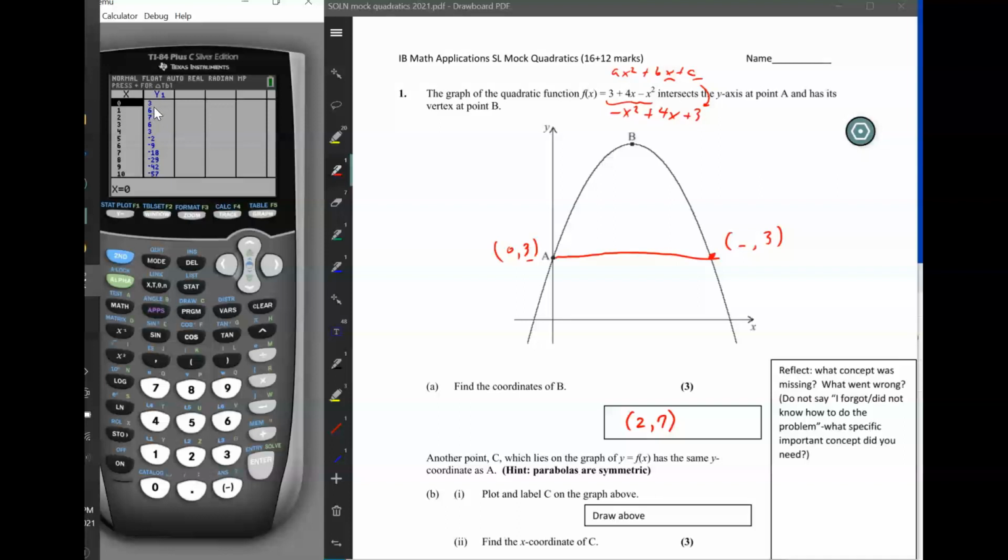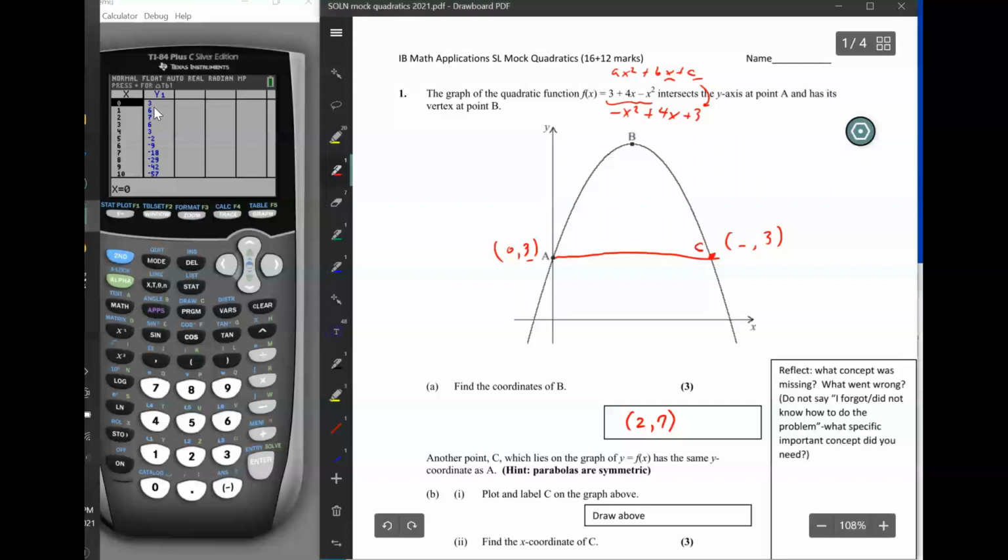Okay, last thing it asks, we've already labeled C. C is right here. Okay, find the x-coordinate of C. The x-coordinate of C. Okay, so there are several ways to do this one. One of the ways is to use the fact that the parabolas are symmetric.